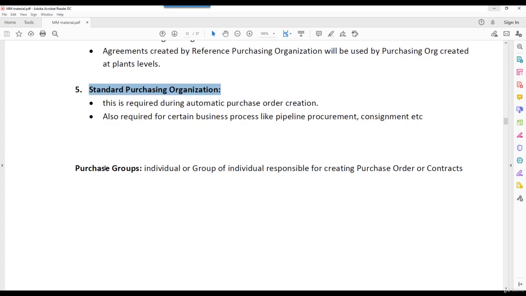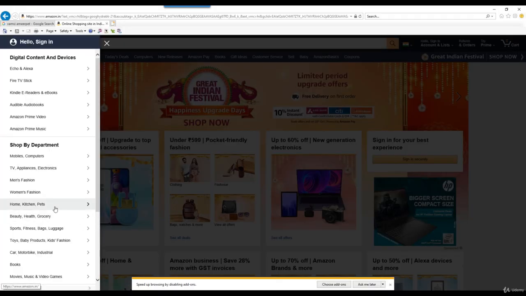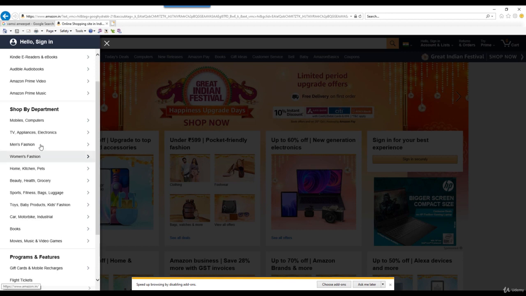That is mentioned here. Purchasing groups mean an individual or a group of individuals responsible for creating purchase orders or contracts. So how to create these purchasing groups purely depends on your client. You need to understand how they need it, and based on their requirements only we are going to create. This is one example I gave here. Like this, if you take this example, we need to create 1, 2, 3, 4, 5, 6, 7, 8, 9, 10 like this. So each group is responsible for the categories assigned to them. There is no duplication here. See, TV, appliances, electronics, you are not going to find this in other categories.